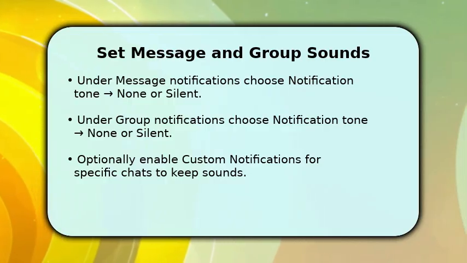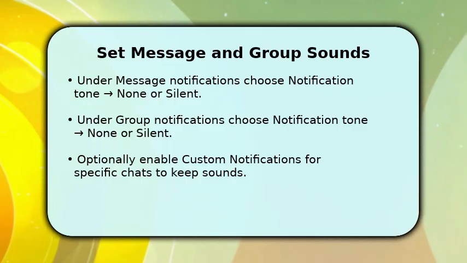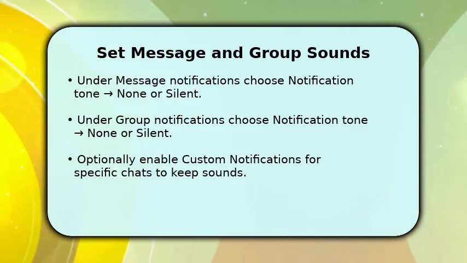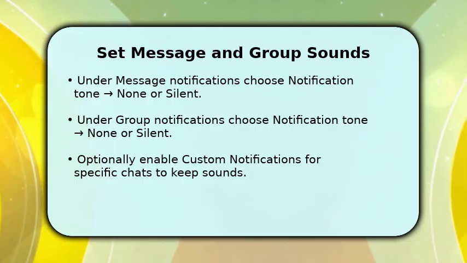If you want finer control, open a chat, tap Contact or Group Name, choose Custom Notifications, and disable sound there. This helps when you want global silence but audible alerts for a few people.